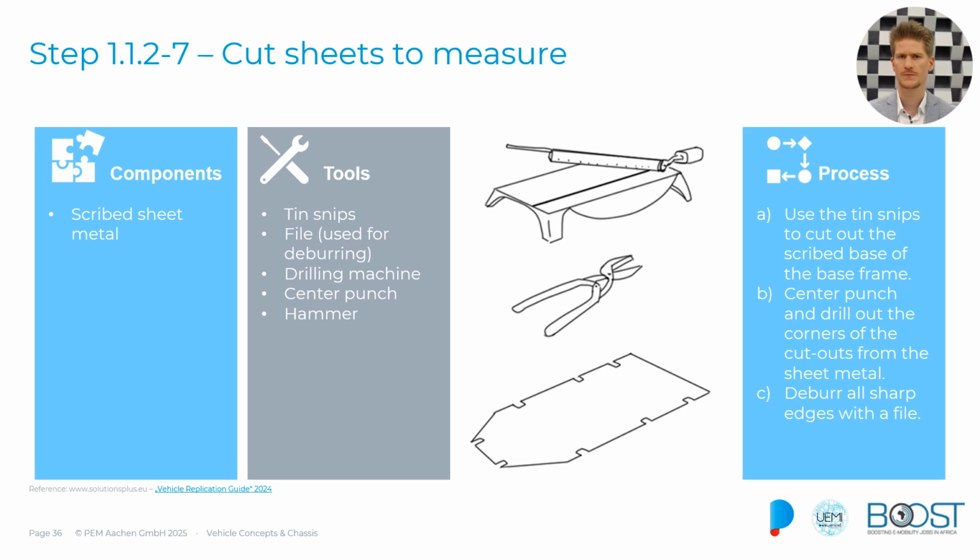So if we have done so, we will take this scribed sheet of metal and we will start cutting the sheet to measure. Now there are different ways how you can achieve that. We're not going into detail, but things you might need are tin snips, files, drilling machines, a center punch, or a hammer, for instance. And you're then cutting along the edges that we have just marked, and then we will end up later on with a shape similar to this one that we then can use and place on top of our current frame.